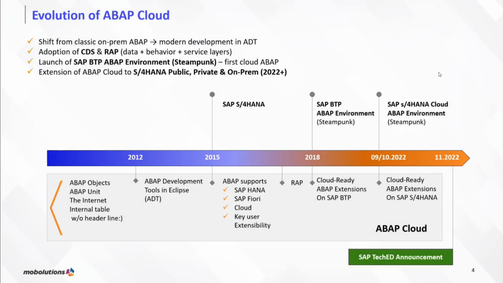Now we'll see the evolution of ABAP Cloud. ABAP has been the backbone of SAP since the 1980s, starting with on-premises development using SE80 and classic reports. In 2015, ABAP development tools in Eclipse modernized development. By 2018, ABAP Cloud on BTP enabled cloud-native applications while keeping ABAP skills relevant. In 2022, RAP and S/4HANA cloud integration made it easier to build Fiori UIs and APIs while maintaining a clean core.